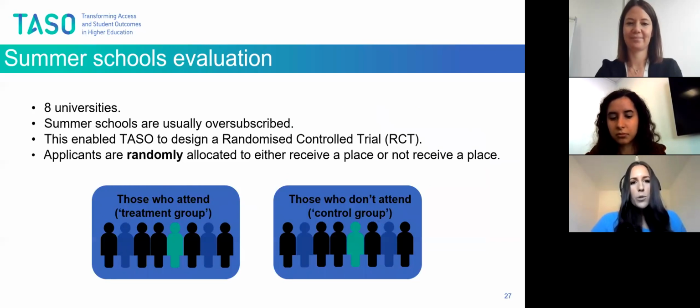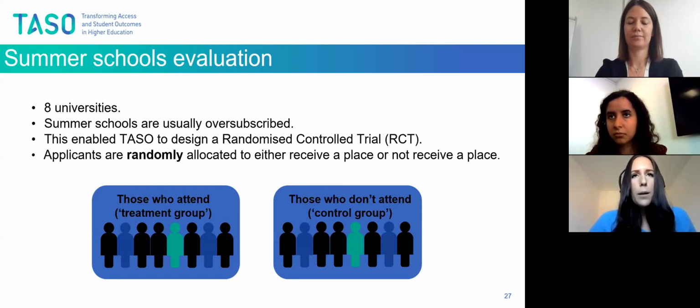So for our summer schools evaluation, we've got 8 lovely partner universities with us. 4 of them are running pre-16 summer schools, so they're aimed at year 9 or year 10. And then we've also got 4 post-16 summer schools. So these will be with year 12 students or your first year of post-16 education.